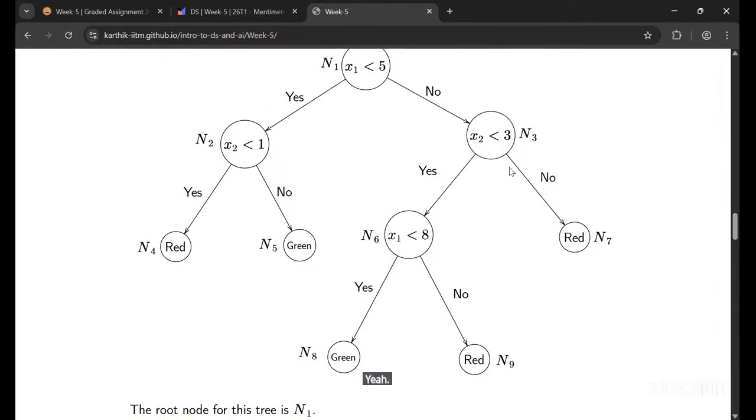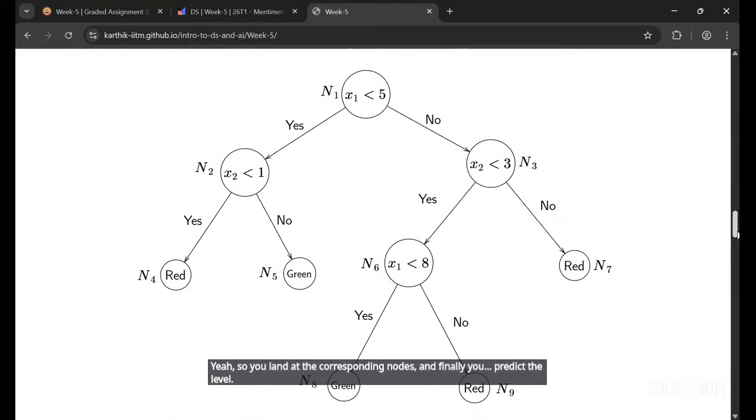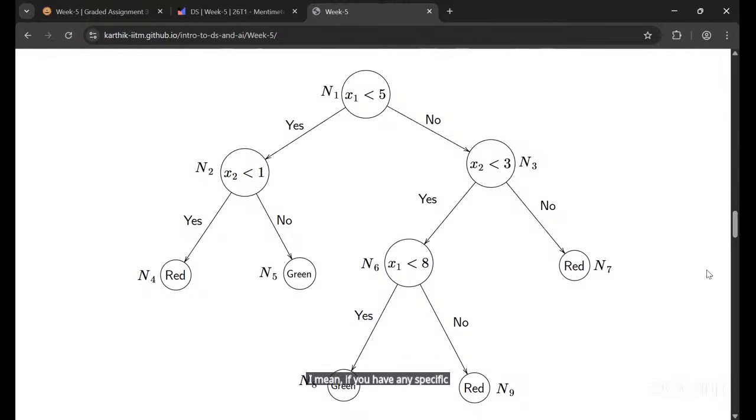So you land at the corresponding nodes and finally you predict the label. If you have any specific question, Harish, please let me know, because that is the overall overview of this.